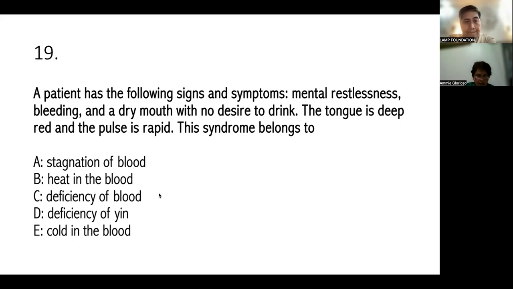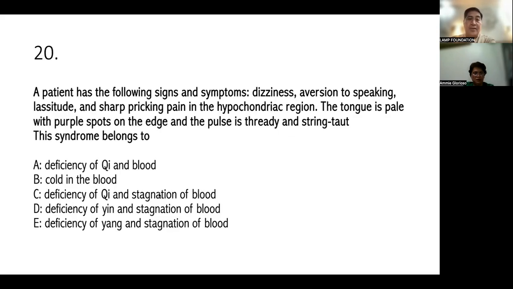Number 19. A patient has the following signs and symptoms: mental restlessness, bleeding, and dry mouth with no desire to drink. The tongue is deep red, and pulse is rapid. These syndromes belong to letter B, heat in the blood. Pag may heat in the blood, talagang magbi-bleed ka. That's the only way ma-release ng body yung heat. Okay, very good.